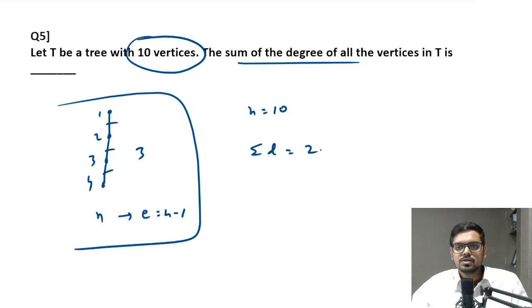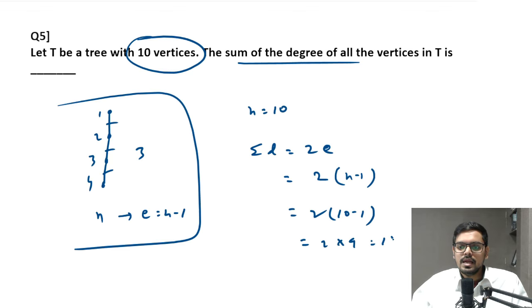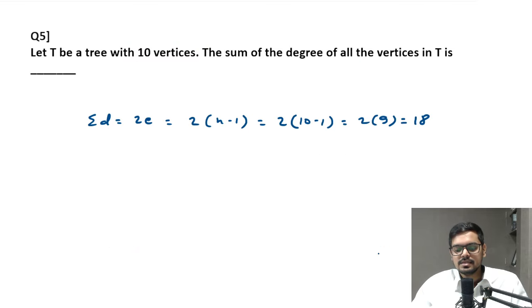Sum of the degree is twice the number of edges. Handshaking theorem. Oh, so this was a handshaking theorem question, but based on the tree graph. So here see carefully, E is what? E is n minus 1, n is 10, so 2 into 9, 18 is the answer. Yes, 18 is the answer.